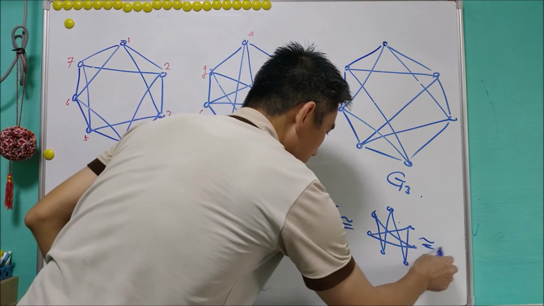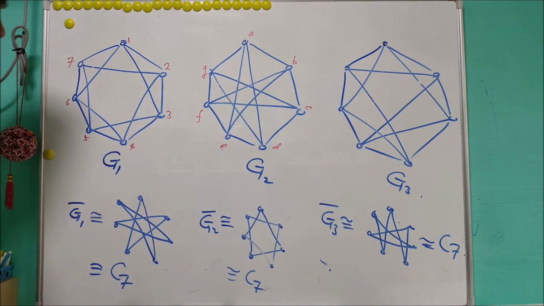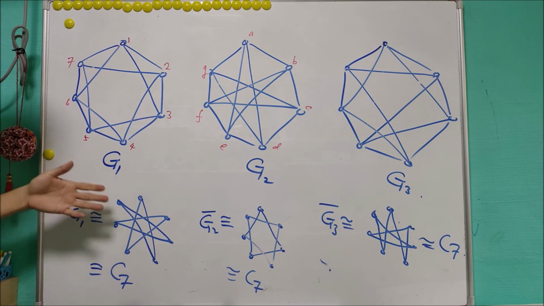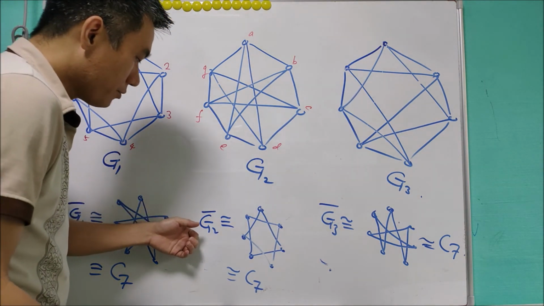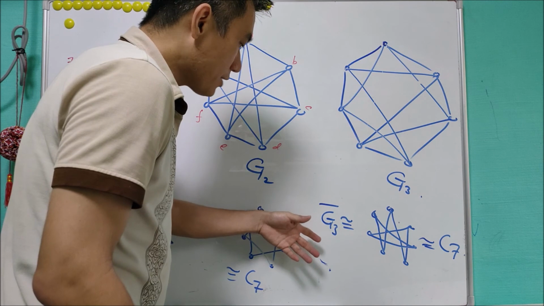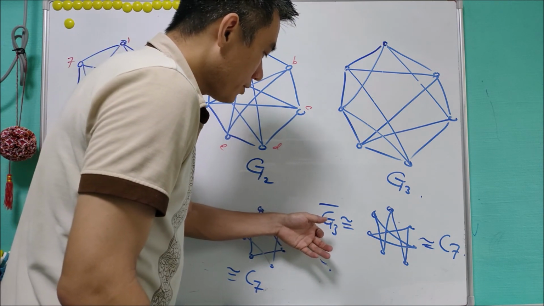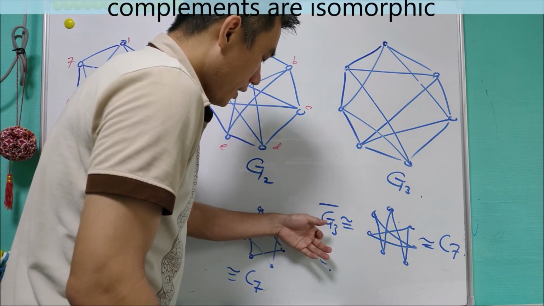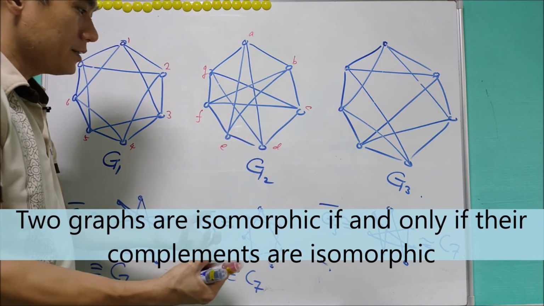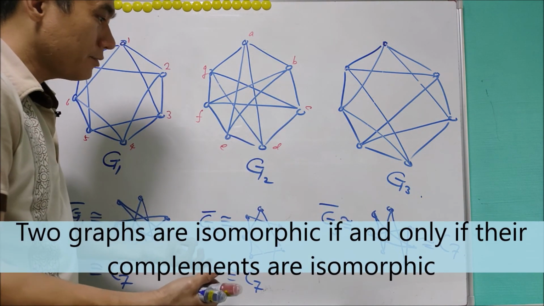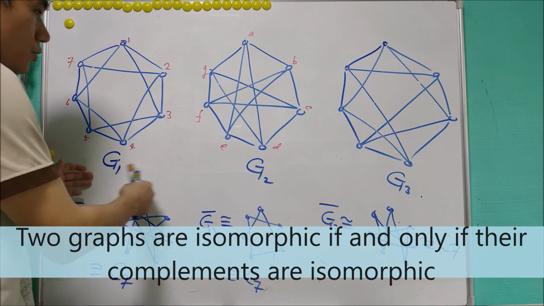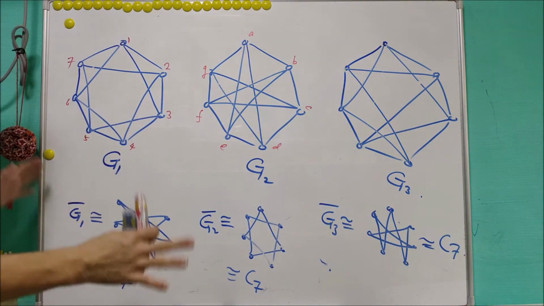Again, it is a C7. Now, what we can conclude here is that the complement of G1 is isomorphic to the complement of G2 and is isomorphic to the complement of G3. And two graphs are isomorphic if and only if their complements are isomorphic. So G1, G2, and G3 are all isomorphic.